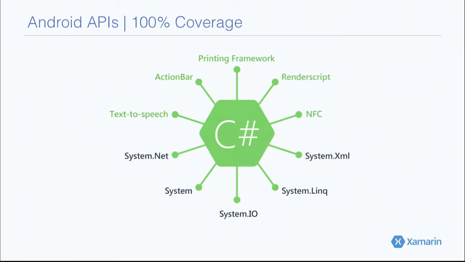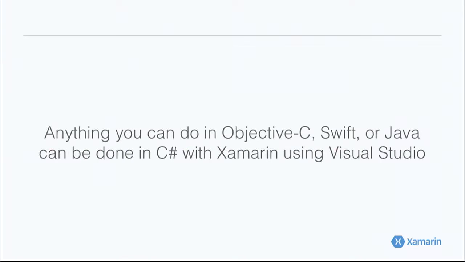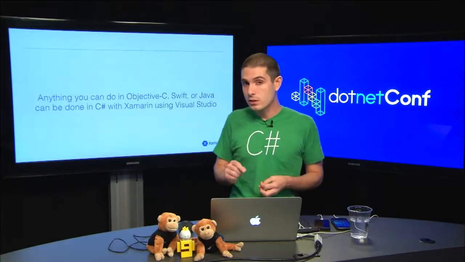So now that you have your application, you kind of have an idea of where you can structure it. This means that as a C# developer, anything you can do in Objective-C, Swift, or Java, you can do it in C# with Xamarin using Visual Studio.